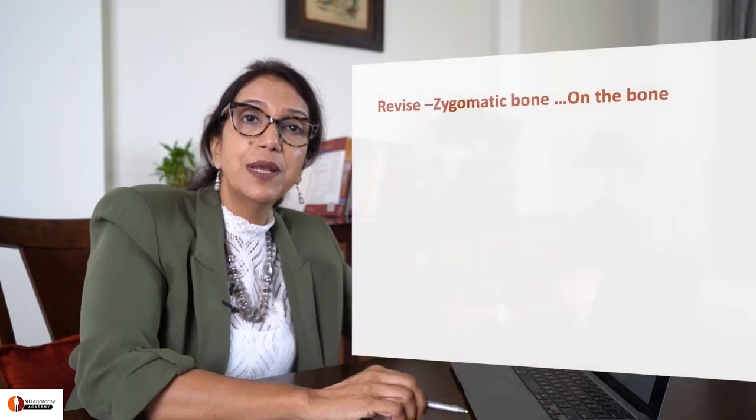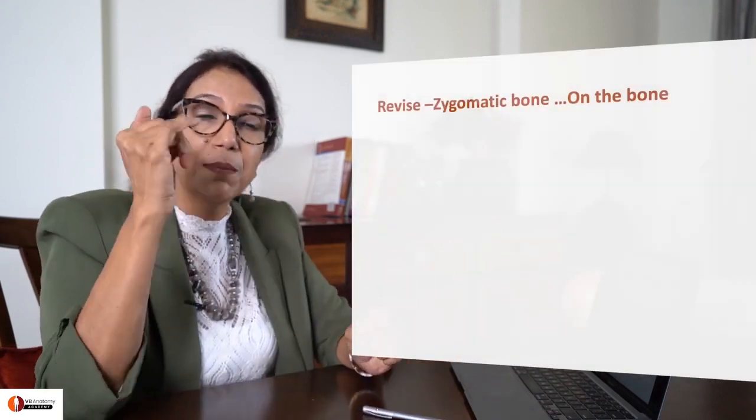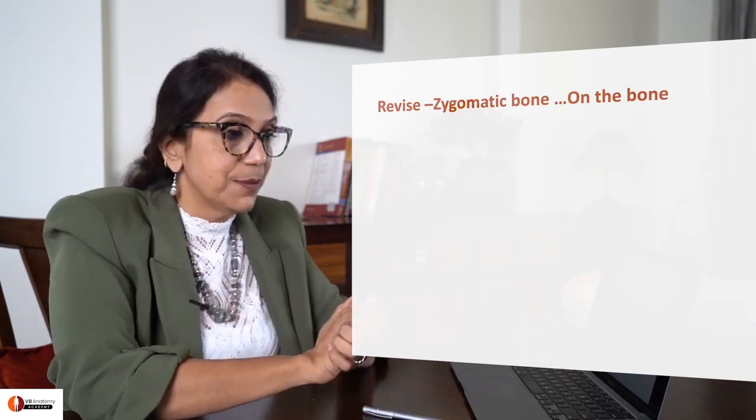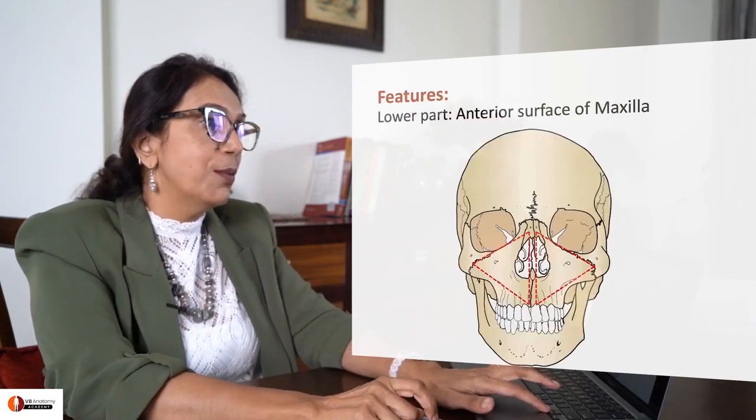It's got 3 muscles attached to it. See if you can remember: zygomaticus minor, zygomaticus major and the masseter. So with this we complete the zygomatic bone.